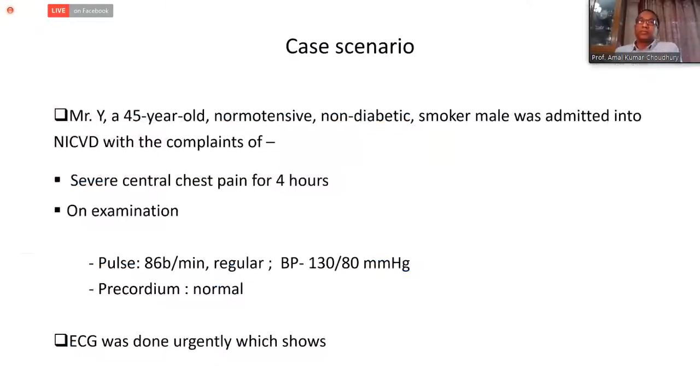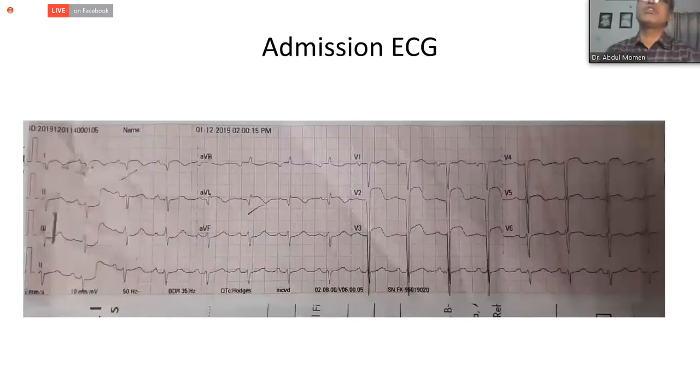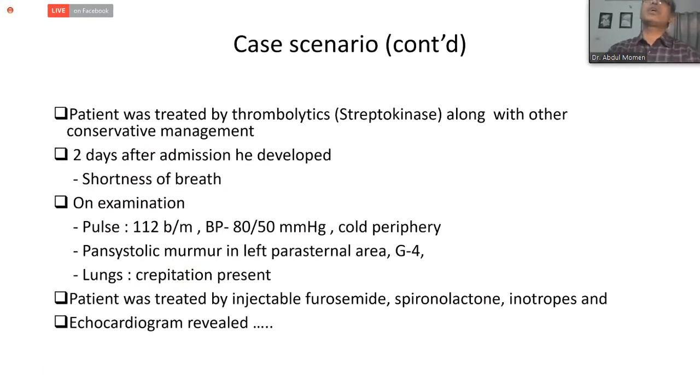Our case, a 45-year-old gentleman, presented with central chest pain for 4 hours, hemodynamically stable, and the ECG shows ST elevation in V1 to V6 and aVL, and we treated him conservatively with streptokinase therapy. But after 2 days, the patient developed shortness of breath and was hemodynamically unstable, blood pressure 80/50. There is a pansystolic murmur in the left parasternal area with bilateral basal crepitations.